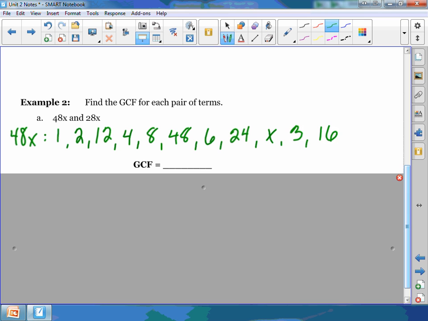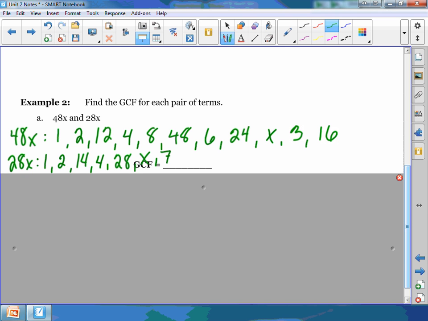Okay. So now we need 28x. Same thing. 1. X. Missing 1 number, not 7. Yeah. Think we got everything now? Okay.